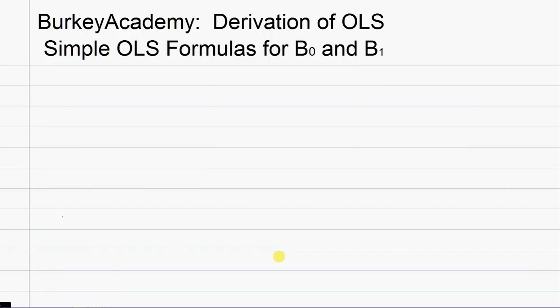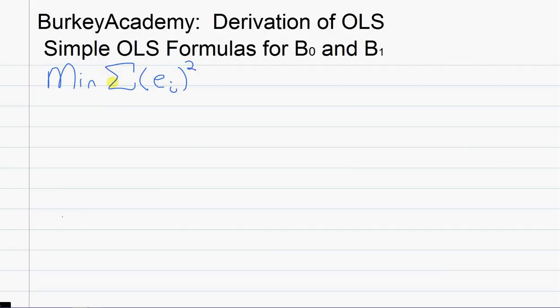So the OLS formulas, ordinary least squares: what you're trying to do is minimize the sum of the squared residuals. So you want to minimize the sum of the e_i's, the residuals, squared. And whenever you want to minimize this, this is really the foundation of where everything else comes from.